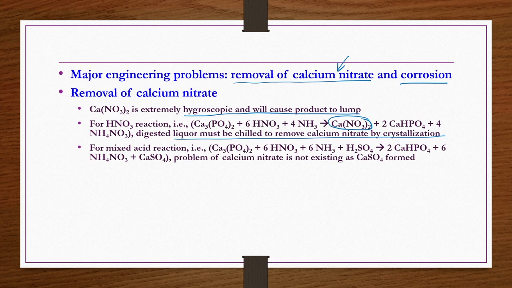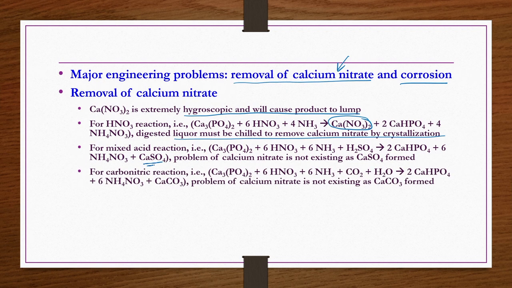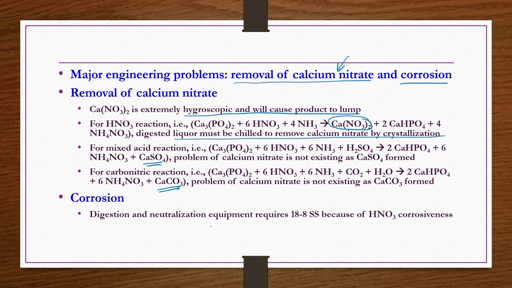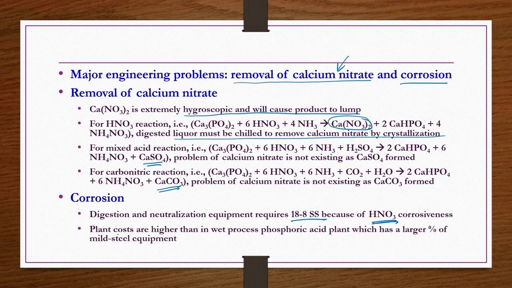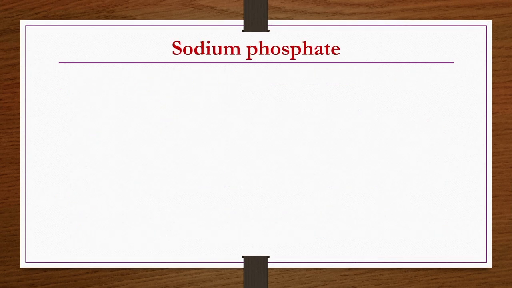This problem does not exist in the other two reactions, where calcium sulfate and calcium carbonate are forming, which are easy to remove. Corrosion: digestion and neutralization equipment requires 18-8 SS because of nitric acid corrosiveness. Plant costs are higher than in a wet process phosphoric acid plant, which has a larger percentage of mild steel equipment. So mild steel equipment is used in the wet process phosphoric acid plant, and the plant cost is less there, but here you need to have the SS, so plant cost is going to be slightly higher. You need it here because HNO3 is highly corrosive. Now sodium phosphates.